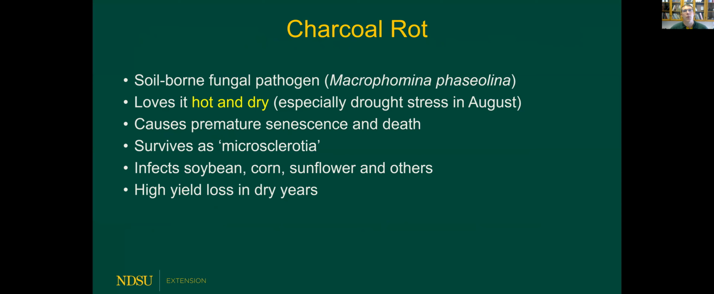So if you're familiar with white mold and those black structures about the size of rat droppings, those are sclerotia. Imagine that, but just really, really small. That's what a microsclerotia is. This thing will infect soybeans, corn, sunflowers, and other crops, but soybeans are particularly sensitive to this, and you can have really high yield loss in dry years.